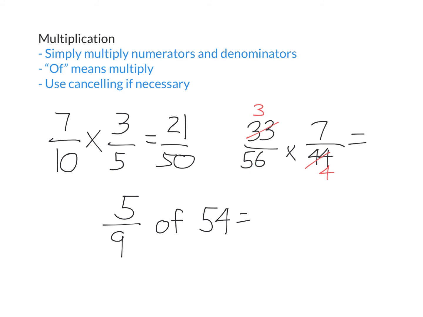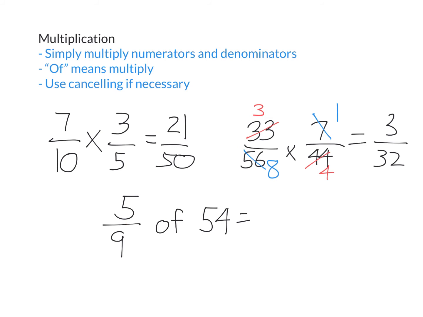7 and 56 also have a common factor of 7. 7 divided by 7 is 1, and 56 divided by 7 is 8. So why did I cancel? Well, now instead of doing 56 times 44, I only have to do 8 times 4, which is much, much easier, particularly when we don't have a calculator. So the answer I get is just 3 times 1, which is 3, and on the bottom 8 times 4, which is 32. So much simpler after we cancelled.